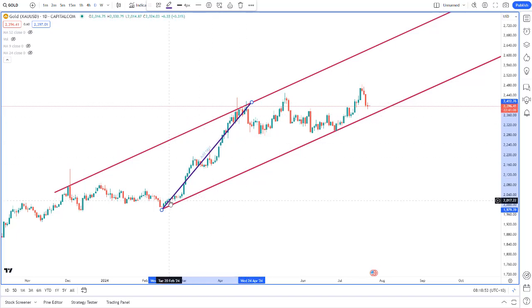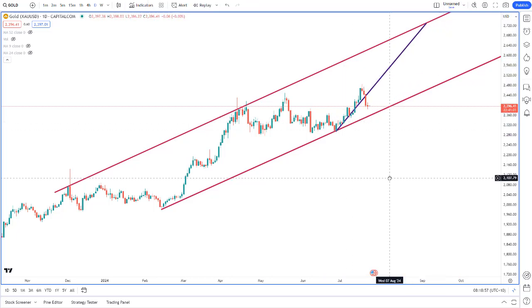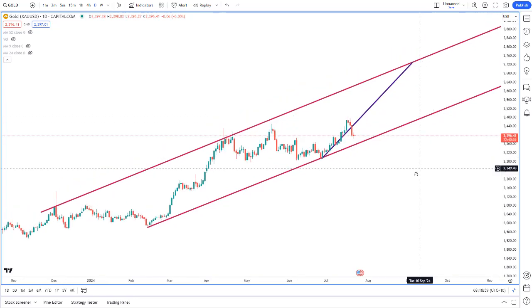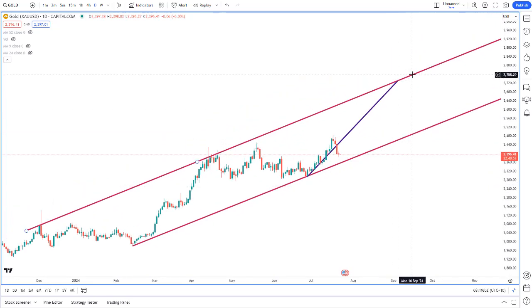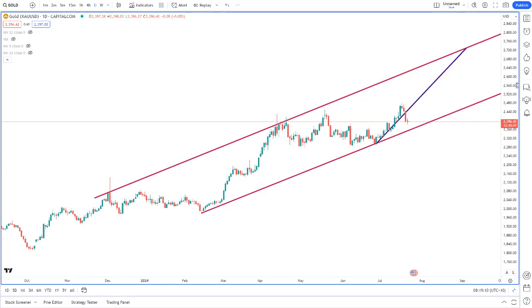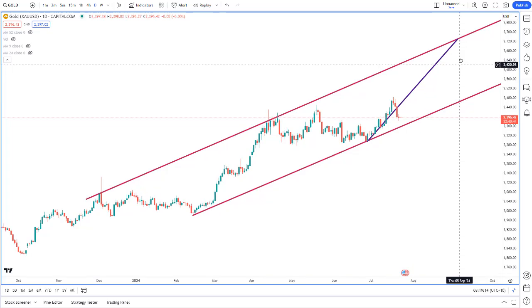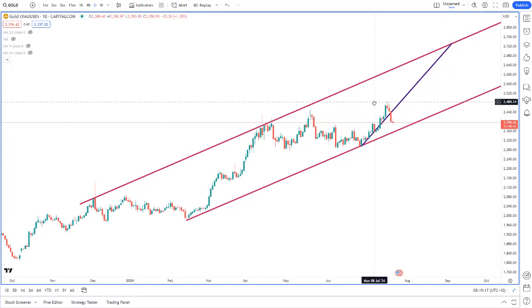If I then use a projection tool and project that out, look where it actually gets to. Pretty much smack on around the 2,700. So looking on a short-term basis, guys, this is where the next target on gold could be, up here when it comes to the actual gold market. This is one thing I really want you to keep an eye out for, guys.